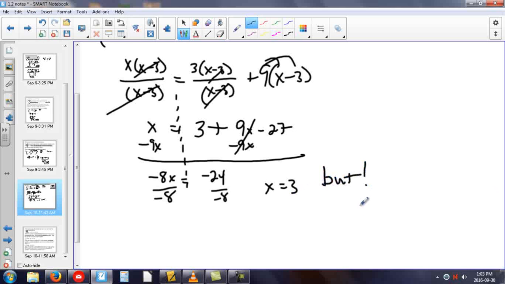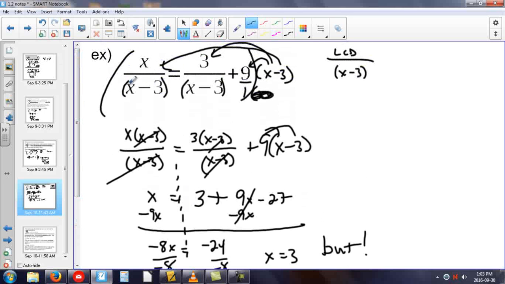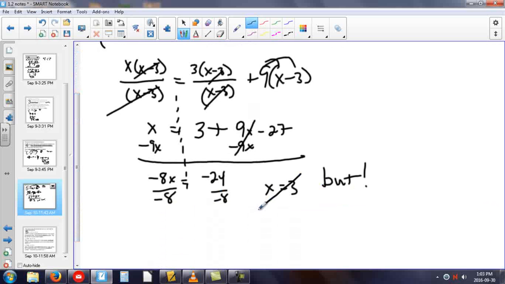But we have to go back to the original problem. If I put 3 in for x here or here, I get 3 minus 3, which is 0. I am not allowed to have 0 in the denominator. And so I have to reject this answer. And because I rejected this answer and there was nothing left, I have to say that there is no solution.